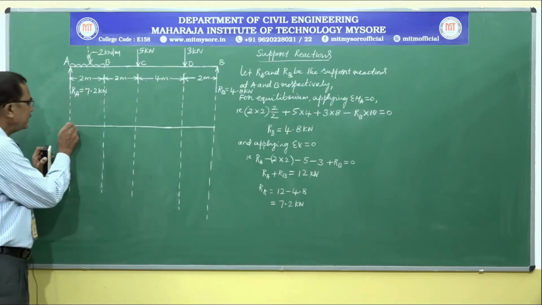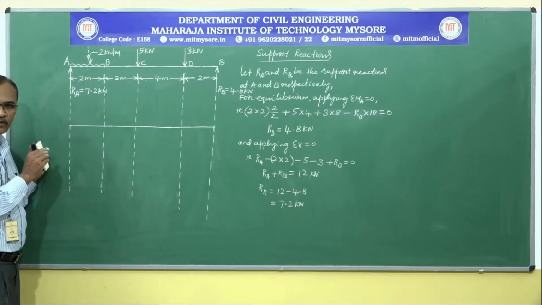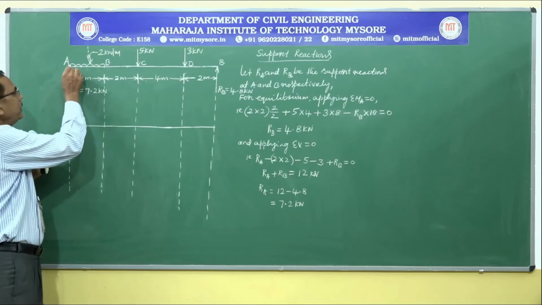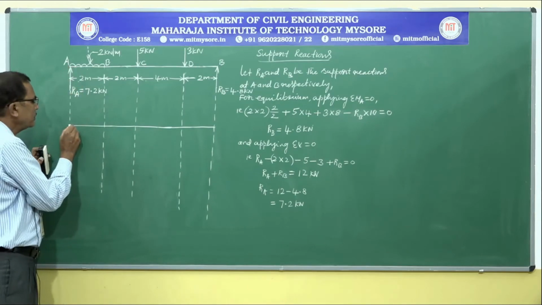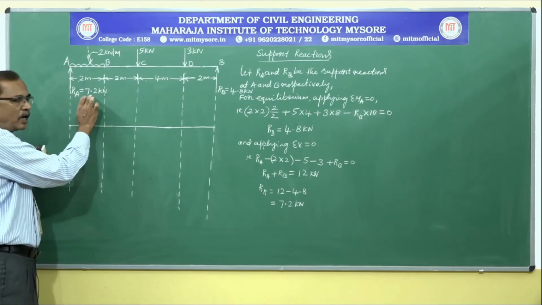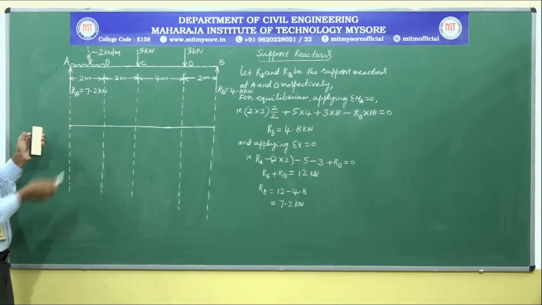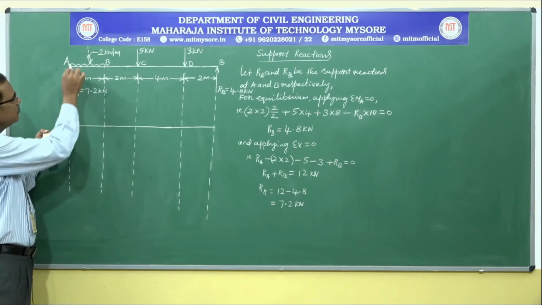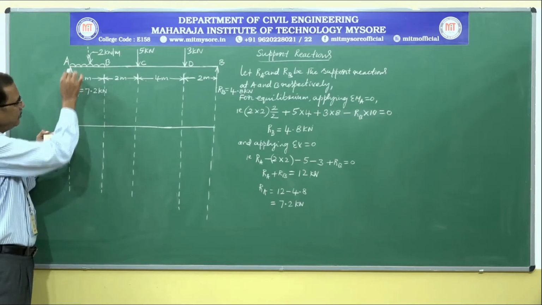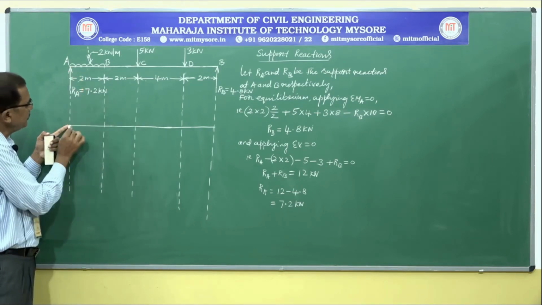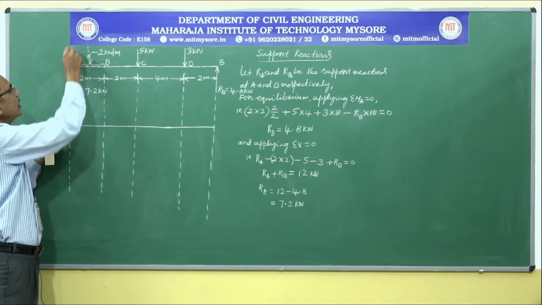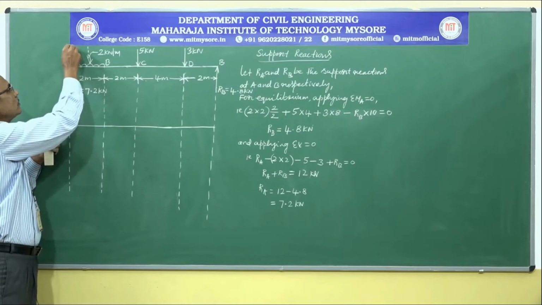So on the reference line, the magnitude of shear force is 0. At point A, there is a support reaction acting in the upward direction, 7.2 kilonewton. Of course, we have shown this reaction below the loading diagram. This reaction can even be shown above the diagram also like this.